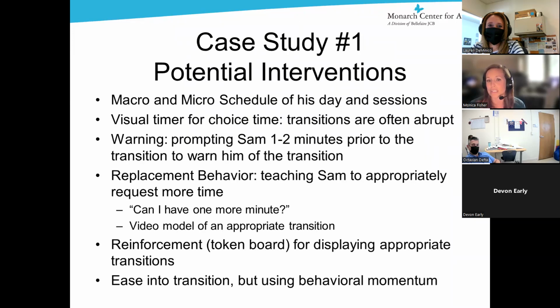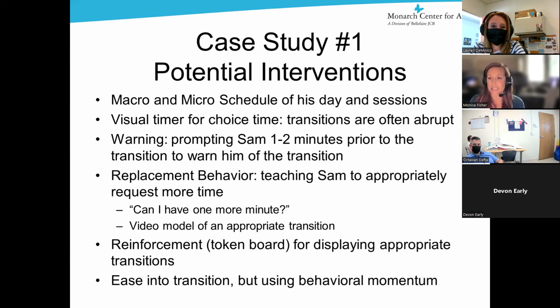So what could we do instead? We can make sure that Sam knows what's on his schedule. He knows what things are occurring. We can make sure that there's some sort of visual timer for choice time, because transitions can be very abrupt. So if I see this thing and I know when this is going to end, that might make it a little bit better. We can also provide advanced warnings, saying, oh, hey, Sam, just warning you, you've got a couple more minutes, or next time I come over here, your time is done. So that we can warn him of the transition.